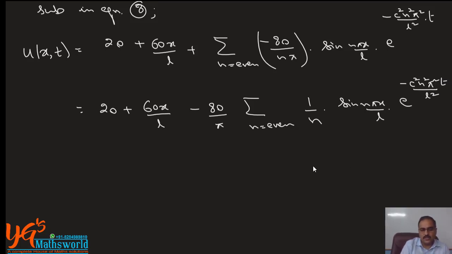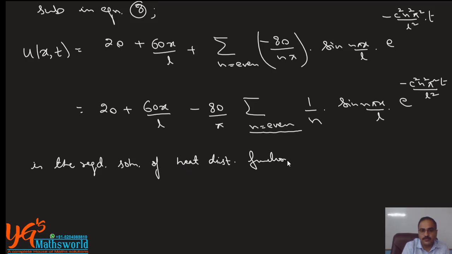Now this is the required solution. In some books, they have converted this n is equal to even into a general term. For that, we have to substitute the value of n is equal to 2n. We just replace with 2m or 2l, 2p. That will be the only change in the solution. So that is the result, which is the required solution of the heat distribution function.